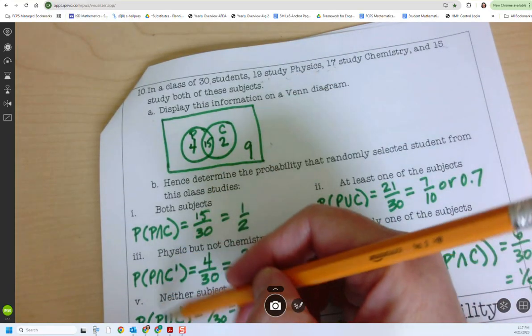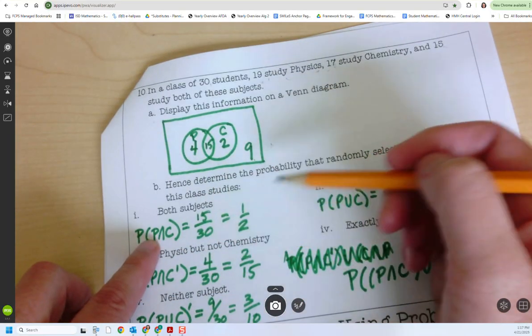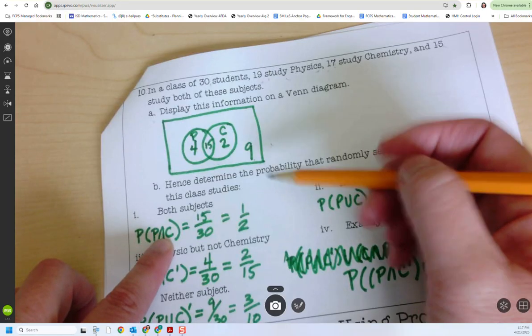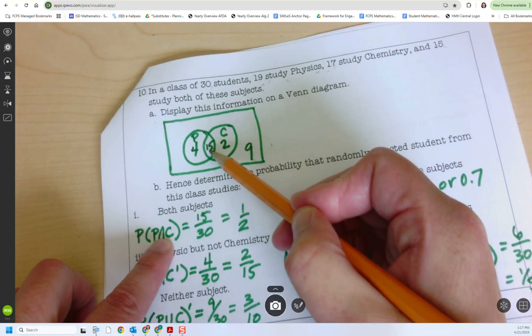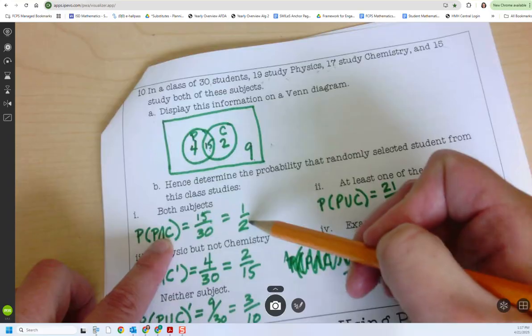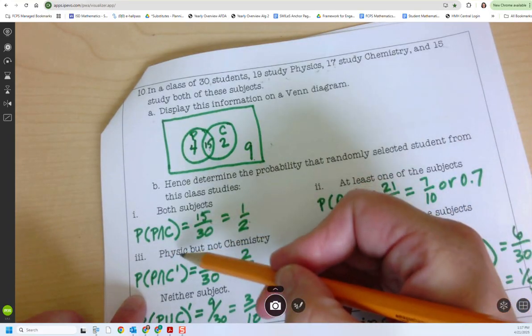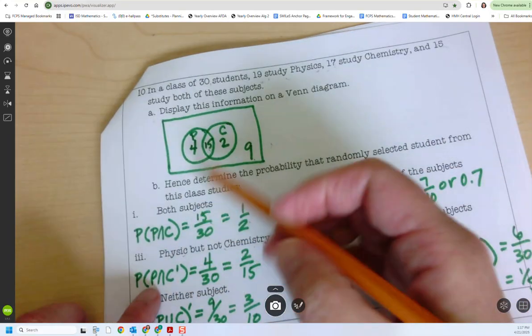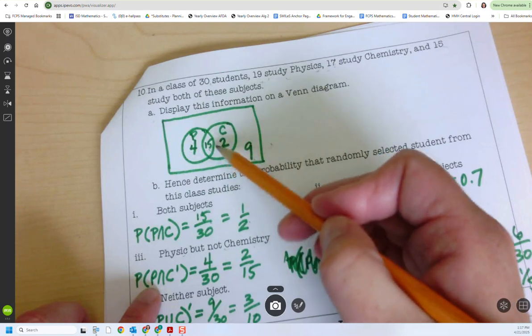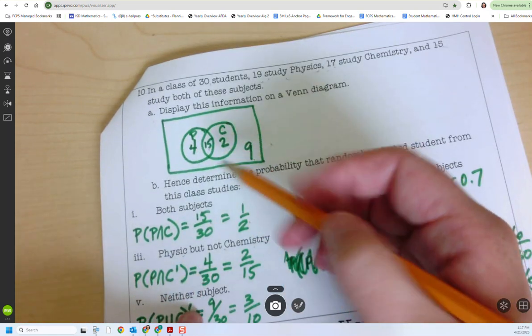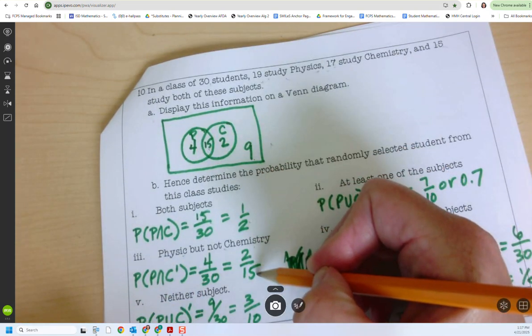Notice the way I write each probability. This is the probability of physics and chemistry. So that's only the people who study both, 15 out of 30, 1/2. Physics, but not chemistry. So physics, yes, and not chemistry. So there's only 4 students there, and that makes 2 out of 15.